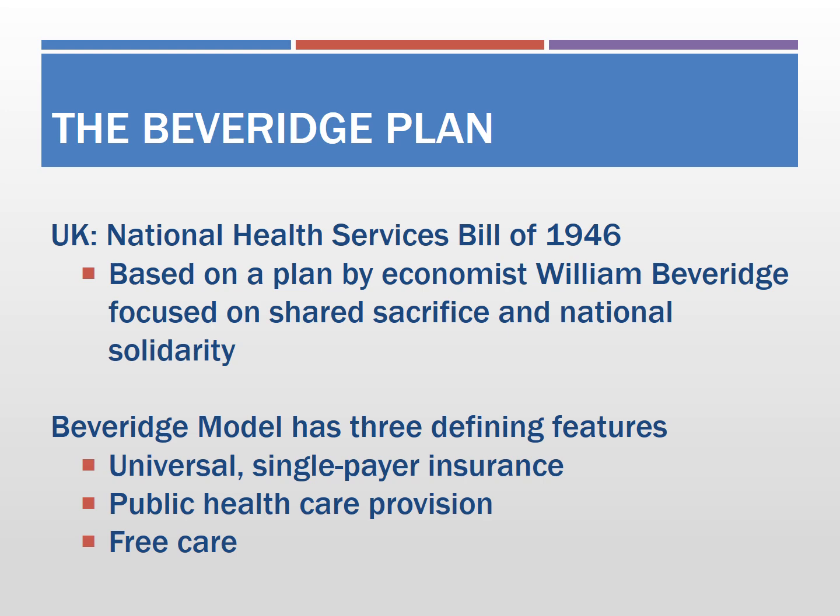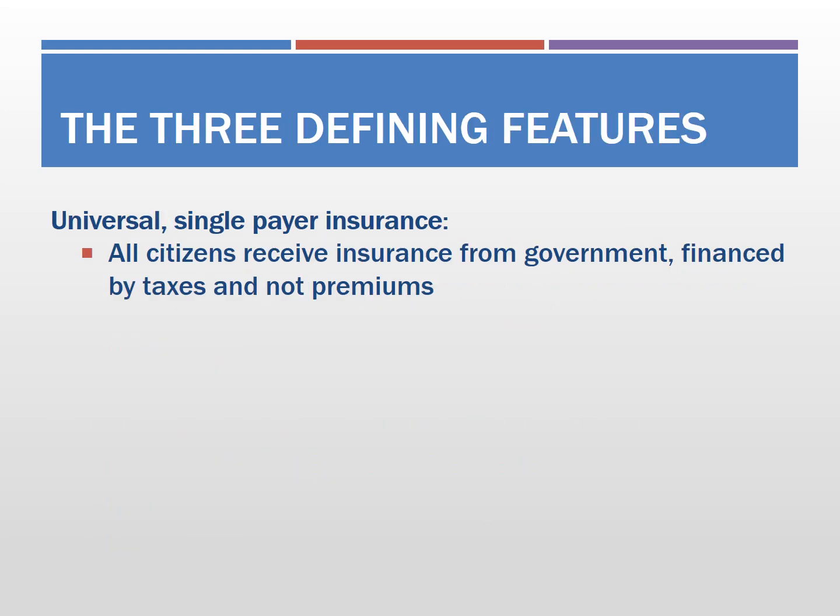There are three main features in this model. Number one, universal or single-payer insurance. Number two, public healthcare provision. And number three, free care. Universal or single-payer insurance is insurance coverage offered by the government. We sometimes call this single-payer insurance because the coverage is offered by only one payer, which is the government. And usually this insurance coverage is funded by tax money.